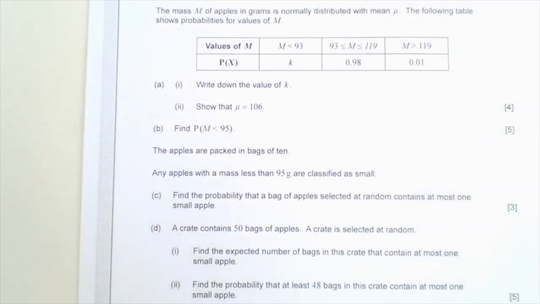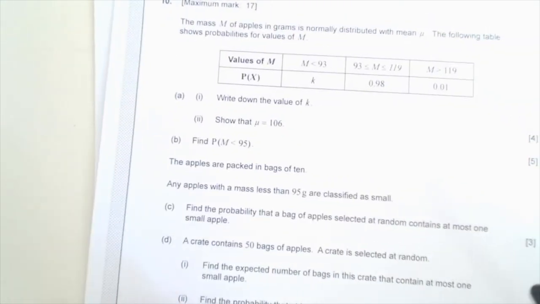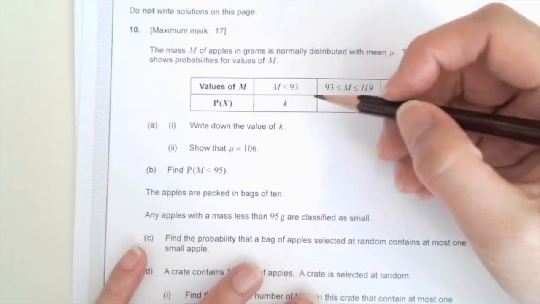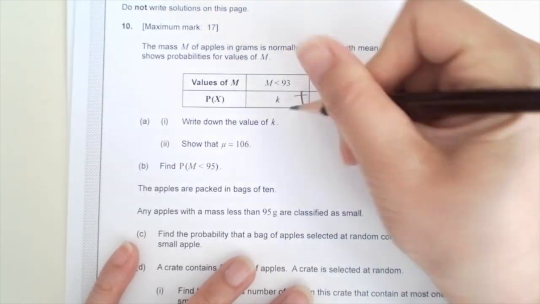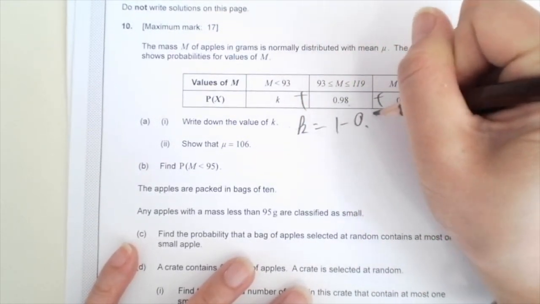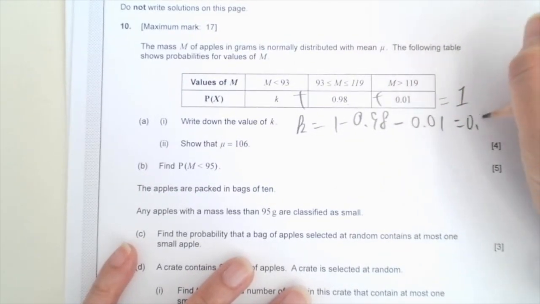All right, so this is our bit here, and then our last question. We need to go through those. So this is a statistics question. We have K here, and all of them should add up to 1. So K will equal 1 minus 0.98 minus 0.01 equals 0.01.